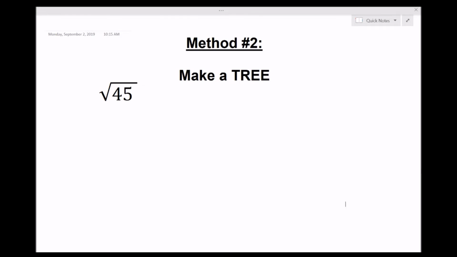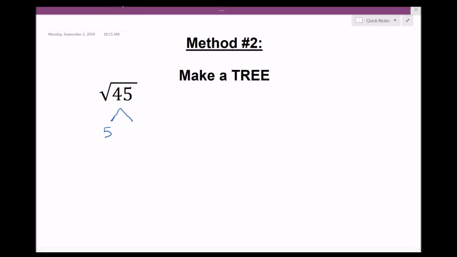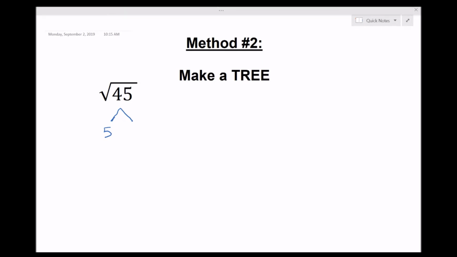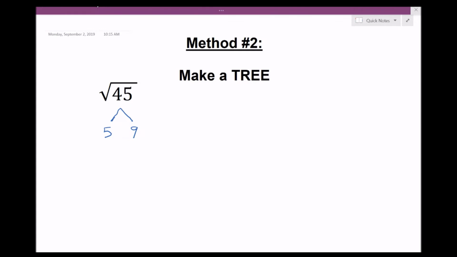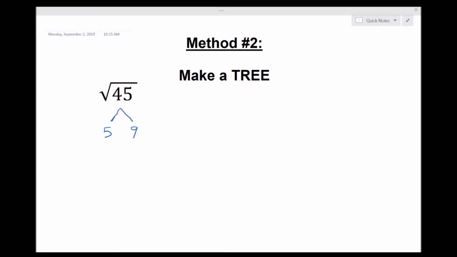So 45 splits into 5. So 5 is a factor of 45, right? 5 times what is 45? 5 times 9. Okay, so we've split into 5 and 9. Now, can you split 5? As in, is there anything that goes into 5? And by the way, we're dealing with prime numbers, so we ignore 1. Is there anything other than 1 or 5 that goes into 5? No. So we are done with 5.